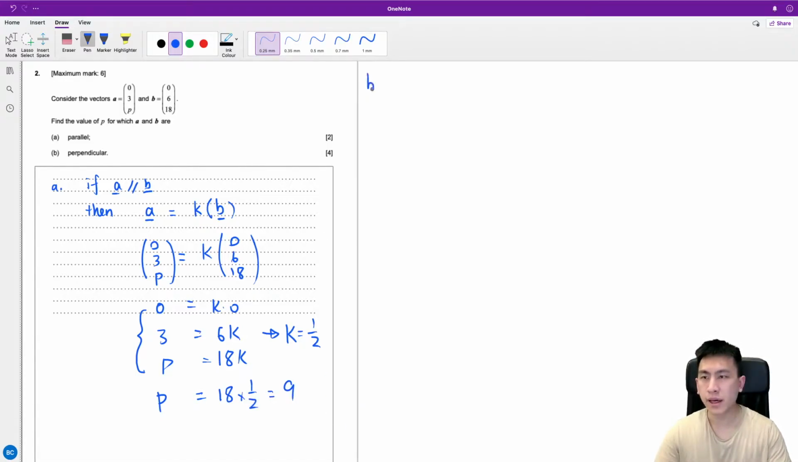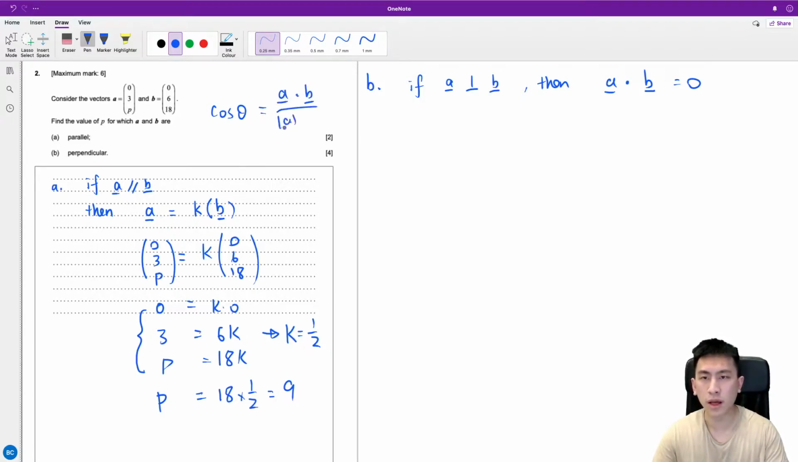Now part B, if they're perpendicular. For perpendicular vectors, you would know, if A is perpendicular to B, then if you do the dot product of it, it would be 0. The reason why is because of this formula: cosine theta equals A dot B over mod A mod B.